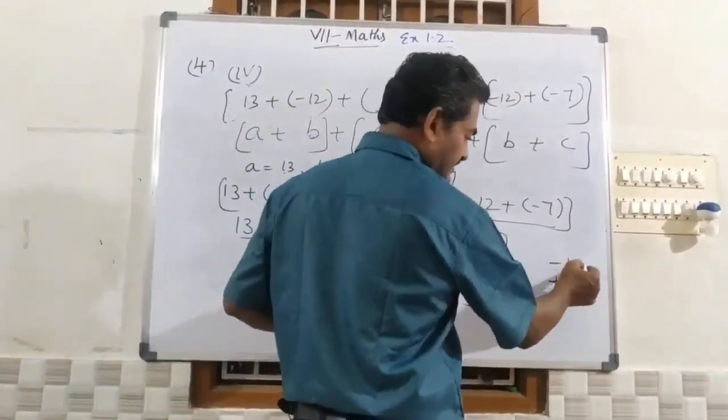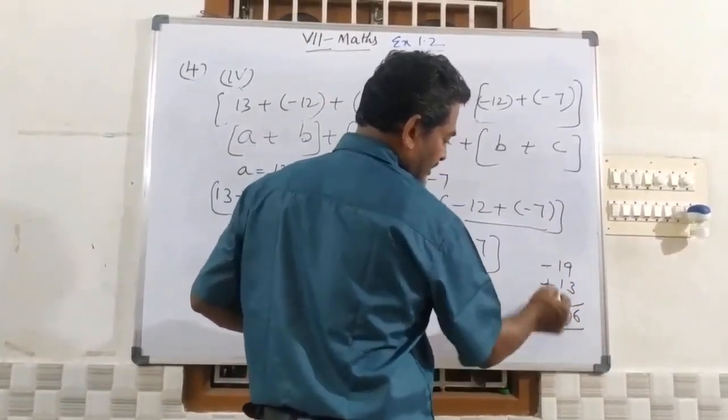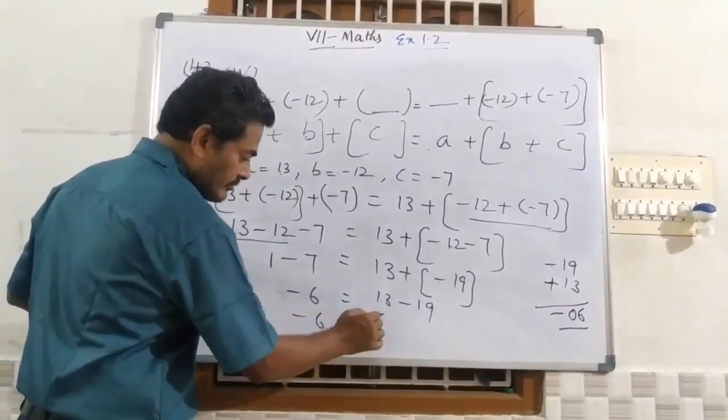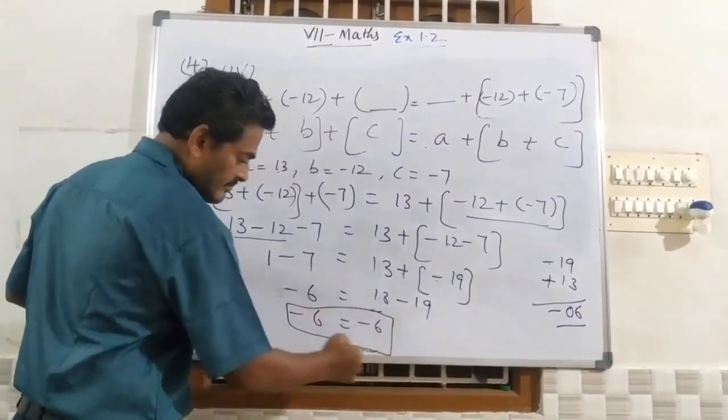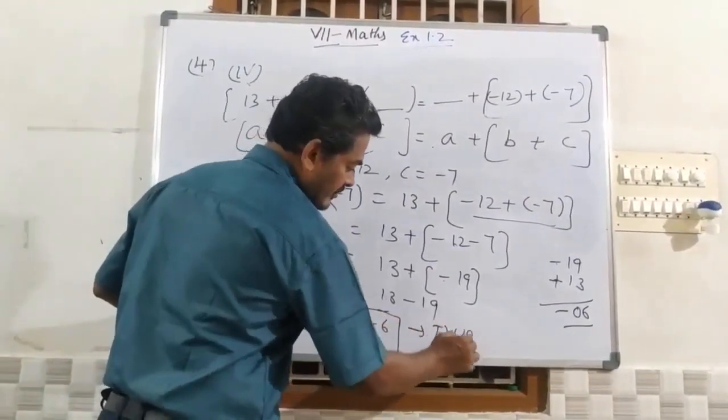Different symbols means we go for subtraction. 19 minus 13: 9 minus 3 is 6, then 1 minus 1 is 0. Take the greater number's symbol, minus, so minus 6. So minus 6 equals minus 6. It is true.